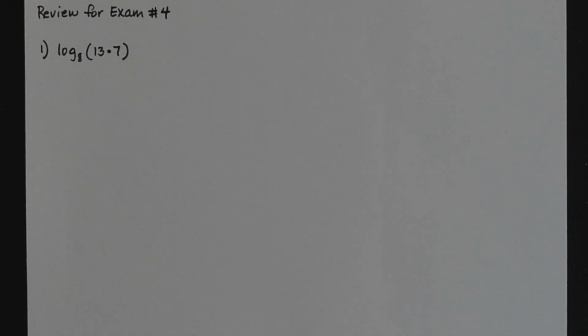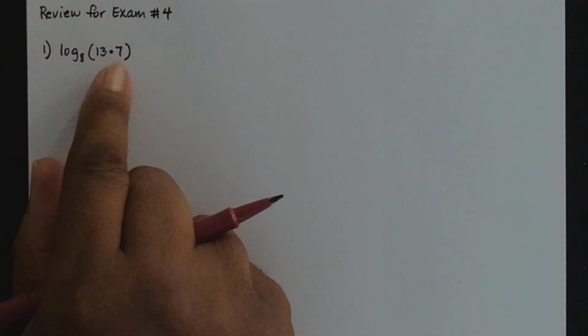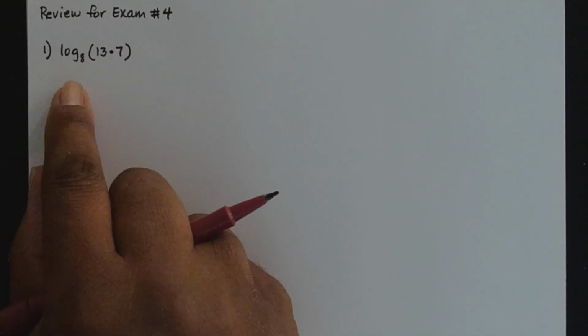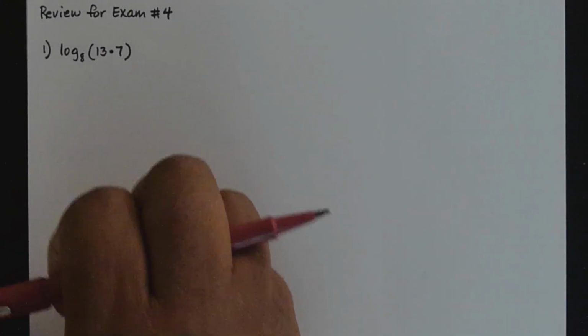Okay, so for log to the base 8 of 13 times 7, all right, what rule do we need to use here? The product rule. Because notice we have the log of the product. We can expand that as the sum of their individual logarithms.